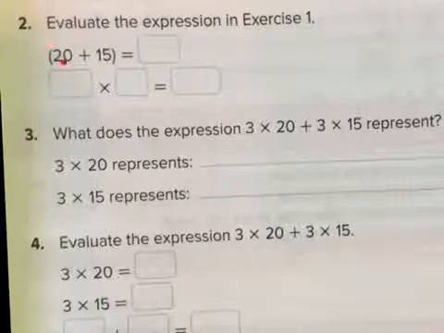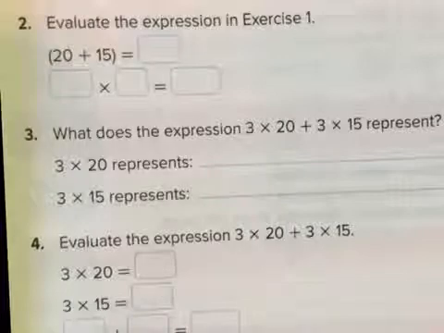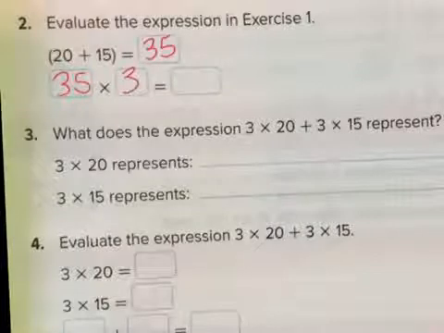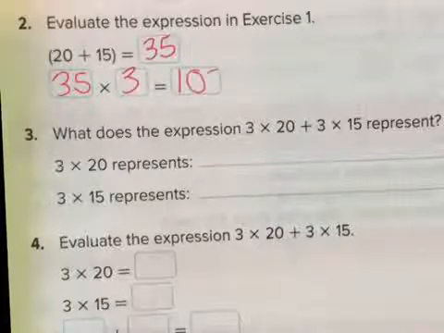Now let's evaluate. We have 20 plus 15. Remember, we do parentheses first according to order of operation. And here we have $35, right? $35. And we know that that $35 needs to be multiplied by 3 so we can find the overall total, right? They each spent $35 and it was 3 of them. So 3 times 35, and we get 105, correct?